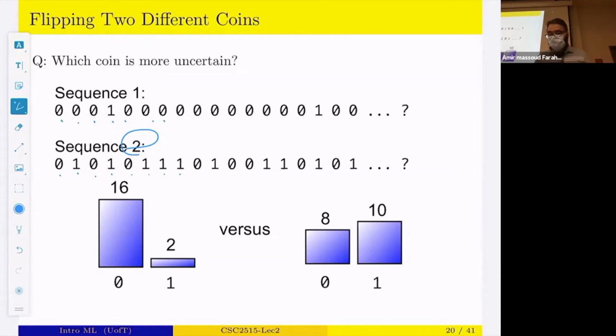Okay, so maybe first of all, we start with the first sequence. So what is the next coin here? Yeah, so it is most likely to be 0, and you are kind of certain about that, right?